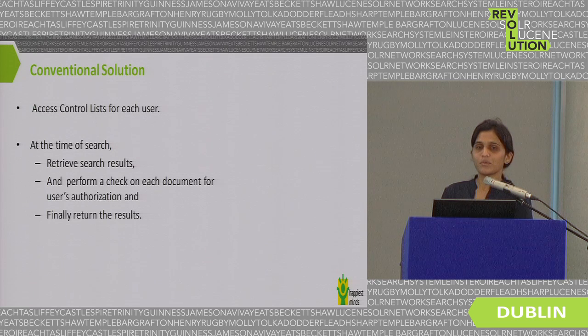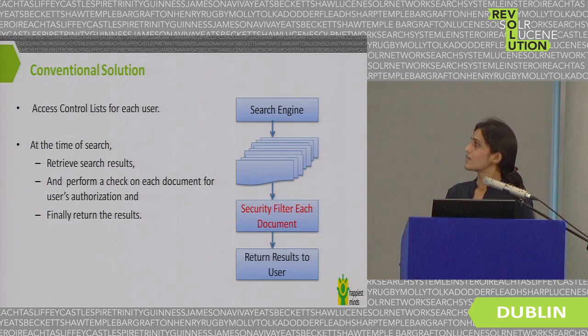Okay. So now we know what a search-based application is, where the threat exists, and how we are handling it, which is by using access control lists, and we will be putting that in the search engine. We use Solr. Okay. Now we will see the conventional solution for this.